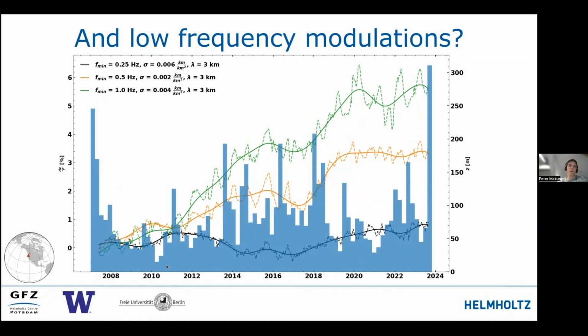That maybe this longer-term change could be due to magma movement, and magma movement at volcanoes is often accompanied by smaller events. So what you see in the background here, this histogram, these are earthquakes above magnitude 0 appearing well below Mount St. Helens, really.